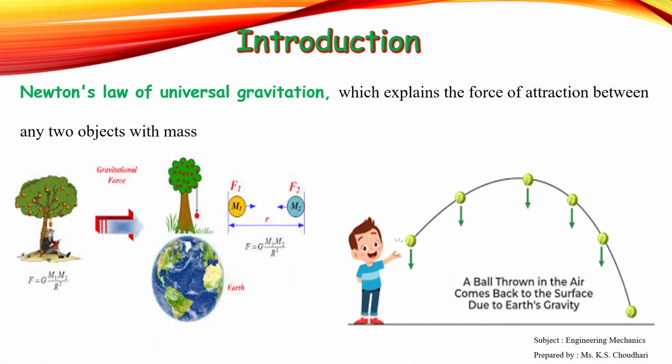Now, Newton's law of universal gravitation explains the force of attraction between any two objects with mass. This is better understood by this figure, that is, a ball thrown in the air comes back to the surface due to the Earth's gravity.